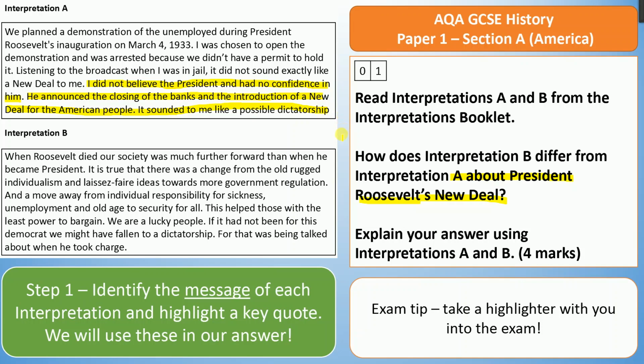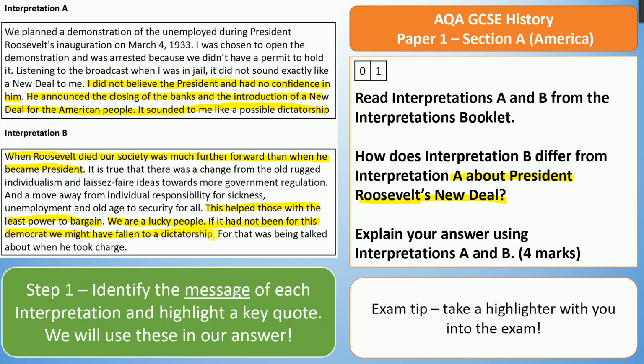We're going to do exactly the same now for interpretation B and pull out anything we think might relate to Roosevelt's New Deal. And straight away he mentions that when Roosevelt died, American society was much further forward than when he became president. So he's very clearly suggesting that progress was made under Roosevelt. He also mentions that the New Deal helped those with the least power to bargain. And he uses words like lucky, so he says we are lucky people. If it had not been for this Democrat, remember he was from the Democrat Party, we might have fallen to a dictatorship. So again, two very different interpretations, and I'm just pulling out the key quotes from each one.